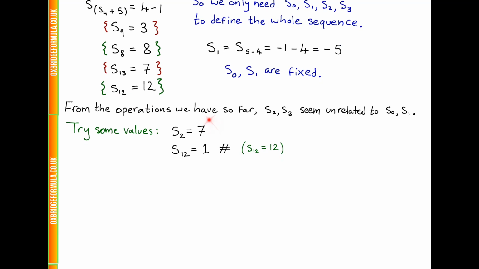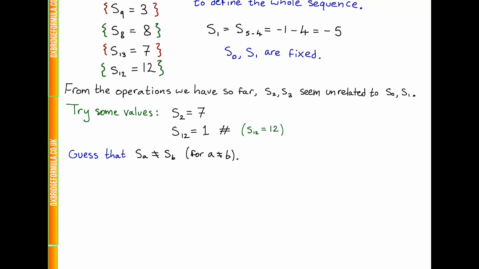What's wrong with picking S2 equals 7? Notice that we've already seen a 7 in our sequence, and so when we move 7 to our left-hand side, we get S12 again. But it's already defined. What does it feel like's going on here? It seems like we're not allowed to repeat the number 7. Why might this be? Are you sure that it's true?